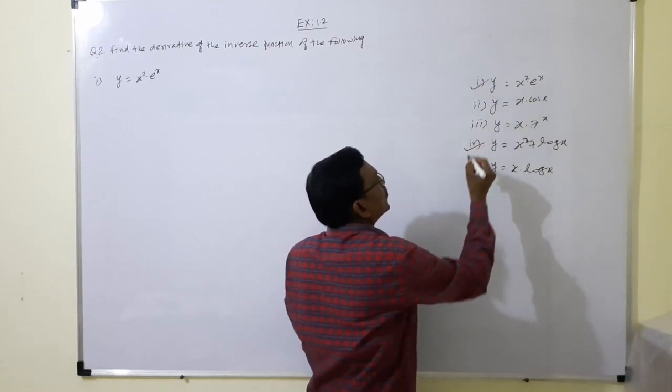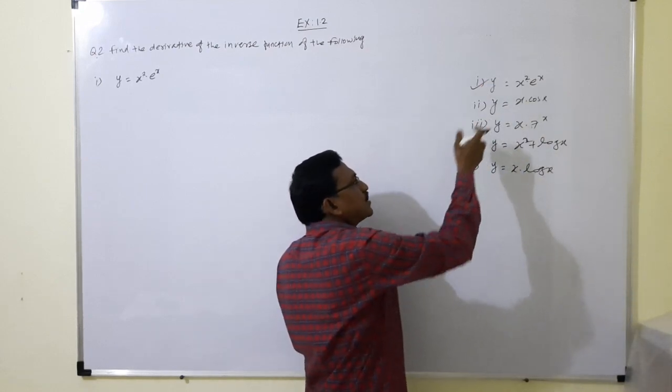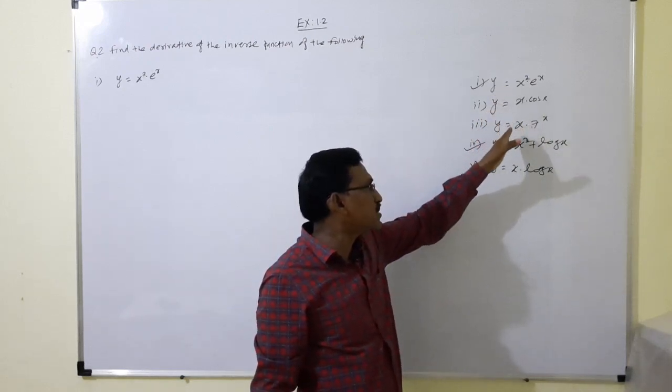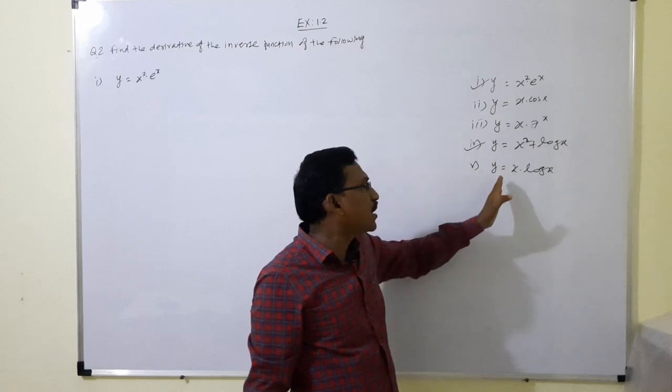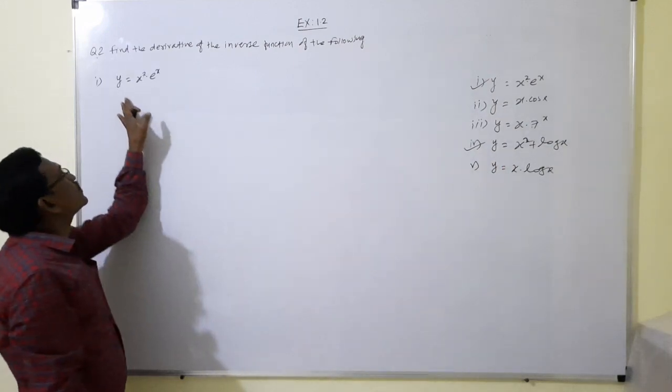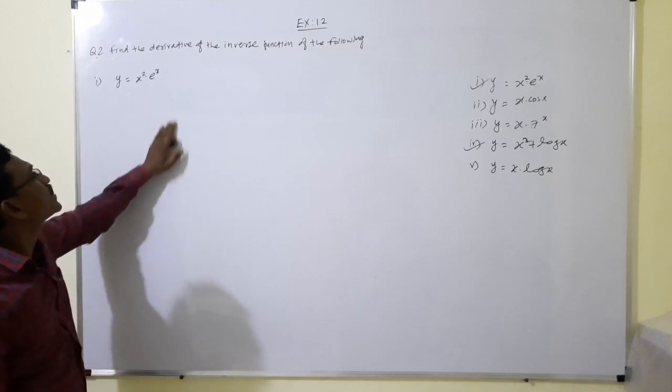and fourth here, and you may try to solve at home example number second, which is similar to first, third also, and fifth also. So the first example: y equal to x square into e raised to x.